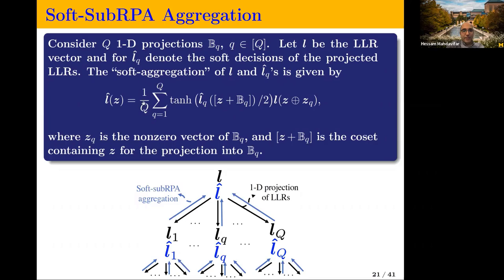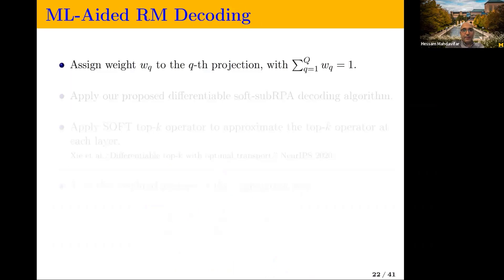One thing that I want to focus on is this averaging, 1/Q. That's what we are going to change with our ML method. Instead of just taking a normal average, we are going to assume that each projection has a weight, and we are going to learn those weights, pick the ones that are maximum, keep those and get rid of the others. And that's how we are going to reduce the decoding complexity. So that's the whole idea.